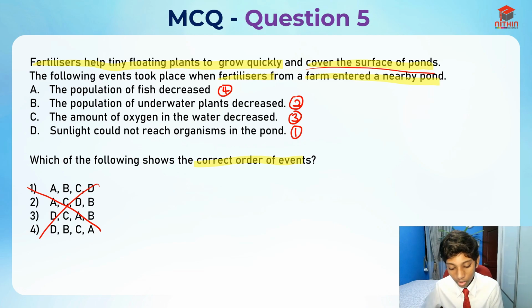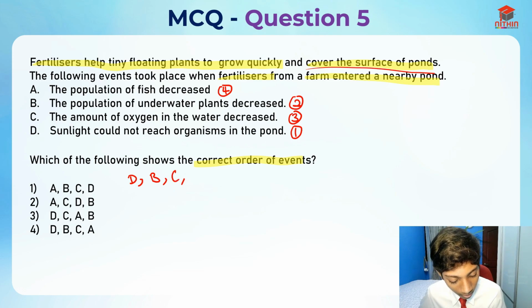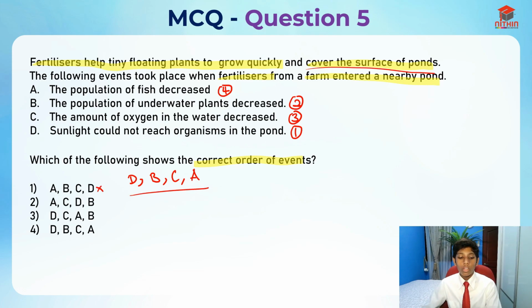Okay, so now that we have found out the order, it's actually D first, B second, C third, and A last. So which option shows the same thing? Option number 1, A, B, C, D. So this is wrong. It needs to be D, B, C, A.